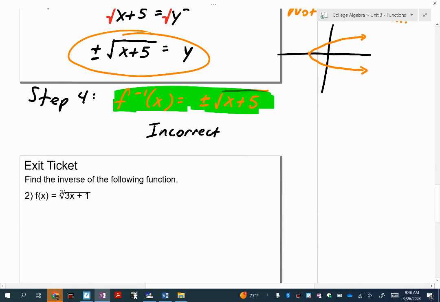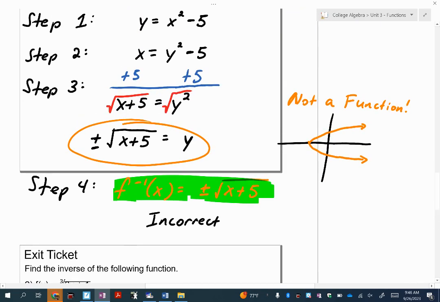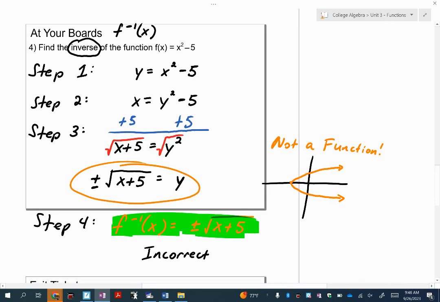Wait, why is it not a function? Because it fails the vertical line test everywhere except for the very first point. The plus or minus, Christian, is the problem. Okay, is everyone feeling okay about that process? Can we do that again one more time, and then we'll stop the recording? Yeah, go ahead.